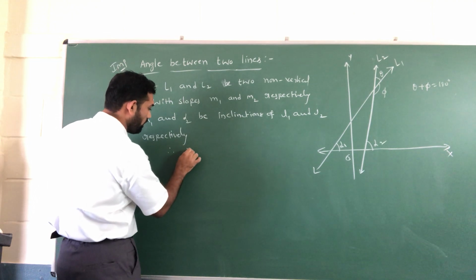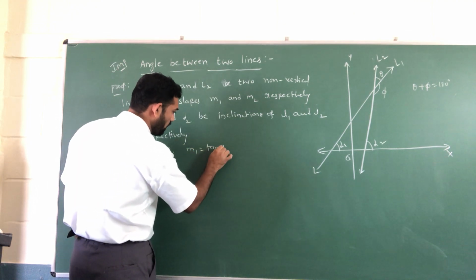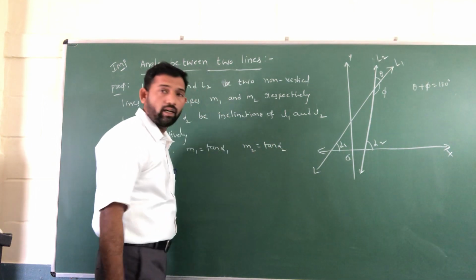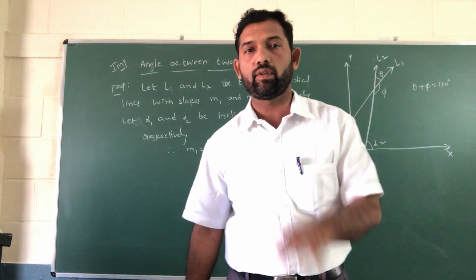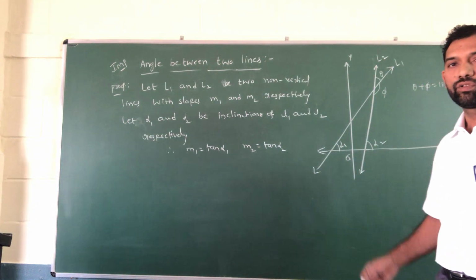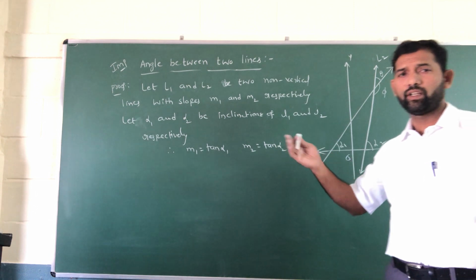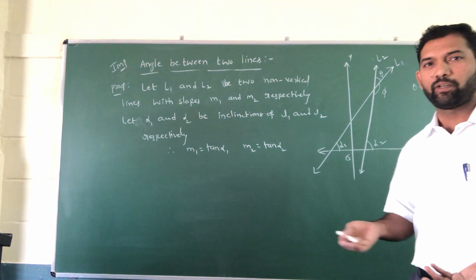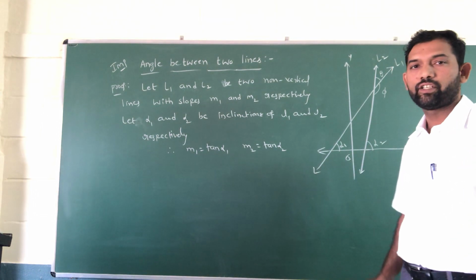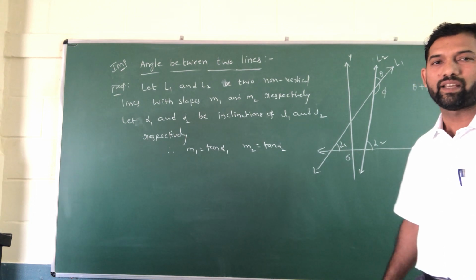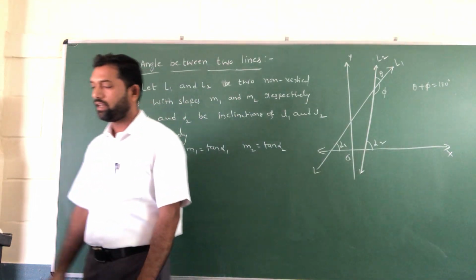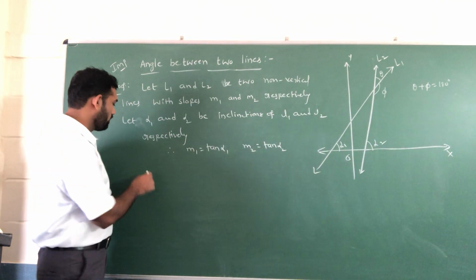Therefore, m1 is equal to tan alpha 1, m2 is equal to tan alpha 2. So about the diagram you have to write. We considered two lines, L1 and L2, and the slopes are m1 and m2. Slope means it is a required inclination. Line L1 inclination is alpha 1, line L2 inclination is alpha 2. Therefore m1 is equal to tan alpha 1, m2 is equal to tan alpha 2. So we know that already.